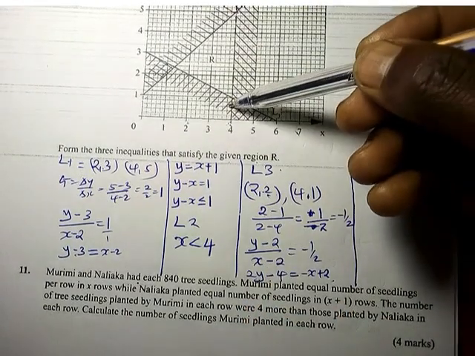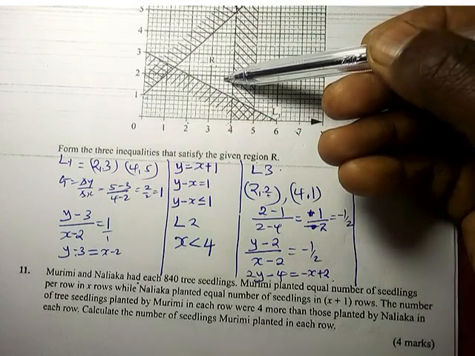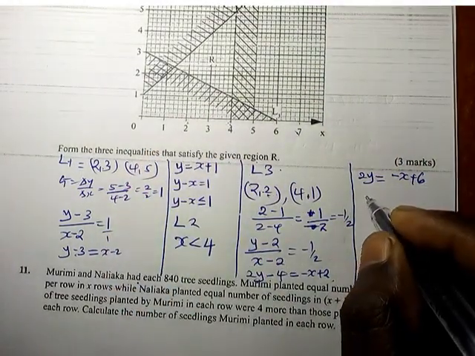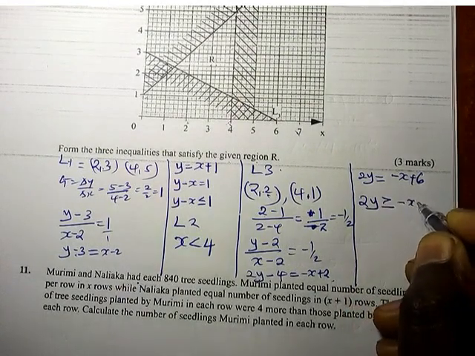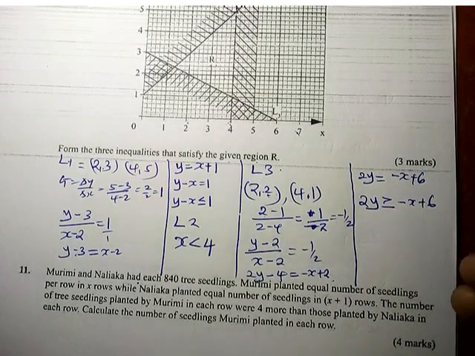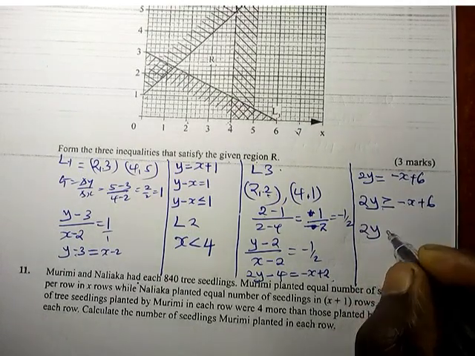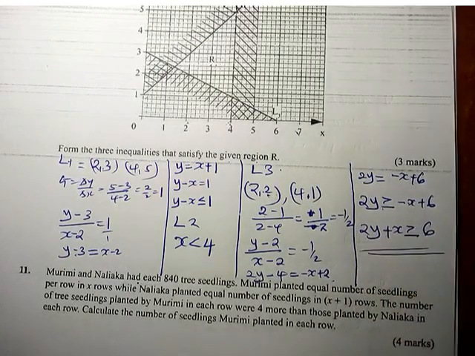Lakini L3, so unaona the required region iko above L3. Unaona? Meaning it is greater or equal. As simple as that. So it is going to be 2y is greater or equal to negative x plus 6. Or you can write it this way. 2y hii ikikuja hapa itakuwa plus x is greater or equal to 6. And that is all.